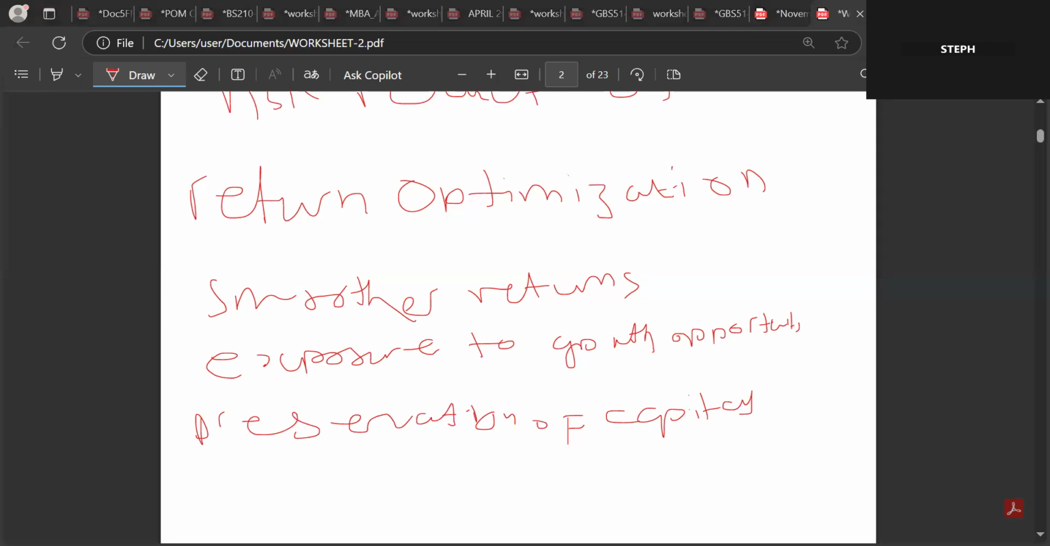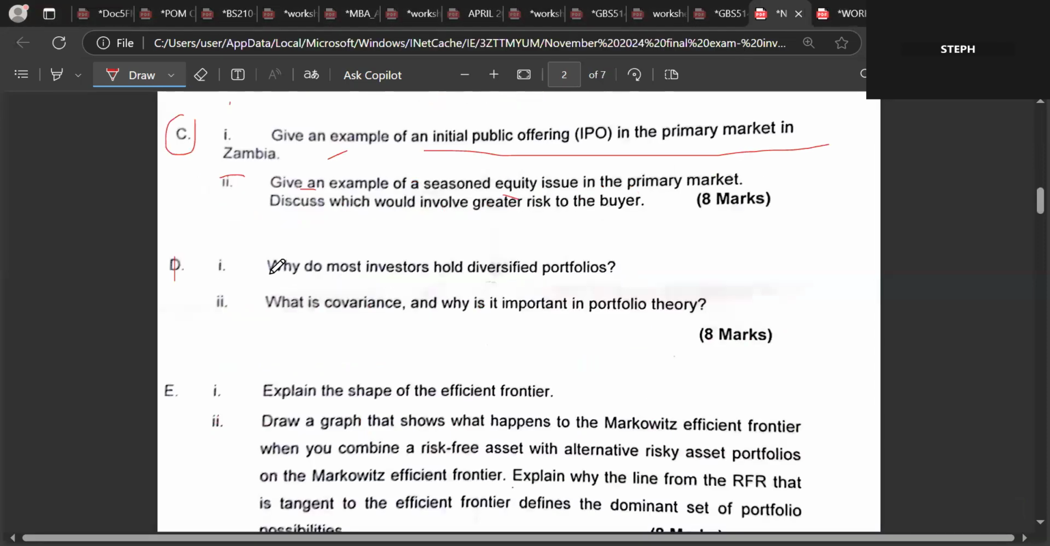Okay, no problem. So now, the next part of the question is asking us: what is covariance and why is it important in portfolio theory? Firstly, covariance is simply a measure that shows us the degree to which two assets' returns are moving together. Generally, when your covariance is positive, it means your two assets are moving in the same direction, so both increase at the same time and decrease at the same time. A negative covariance would suggest that they move in opposite directions. So when one increases, the other decreases.